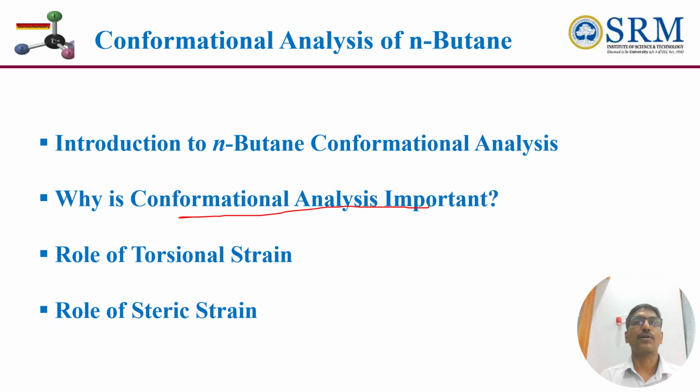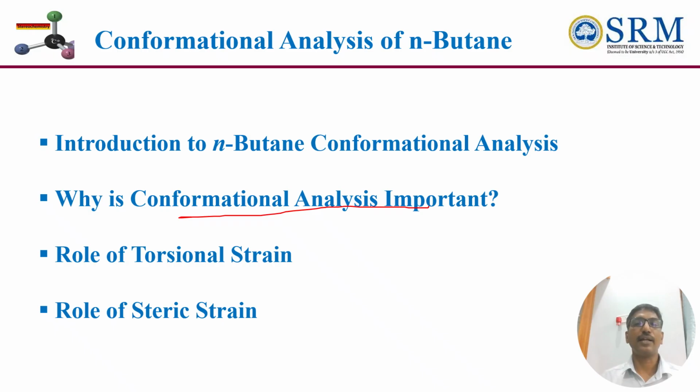What is torsional strain? Torsional strain arises when bonds on adjacent carbon atoms eclipse each other, where the electron clouds repel each other in eclipsed conformations. Particularly, as we discuss later in our talk, the electron clouds of C-H bonds repel each other. Due to that, you get the torsional strain. This increases the energy. Therefore, eclipsed forms are less stable and staggered forms are more stable. That also we will discuss, why it is so.